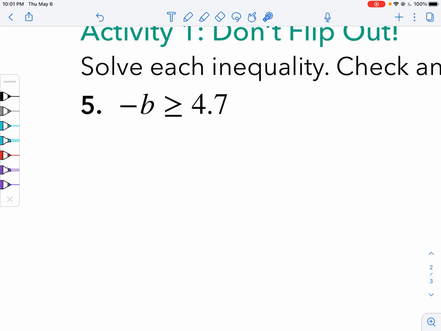To get b all by itself, we need to undo that negative. So we're going to divide by -1. And since we divided by a -1, we need to flip that inequality symbol around. That gives us b is less than or equal to -4.7.